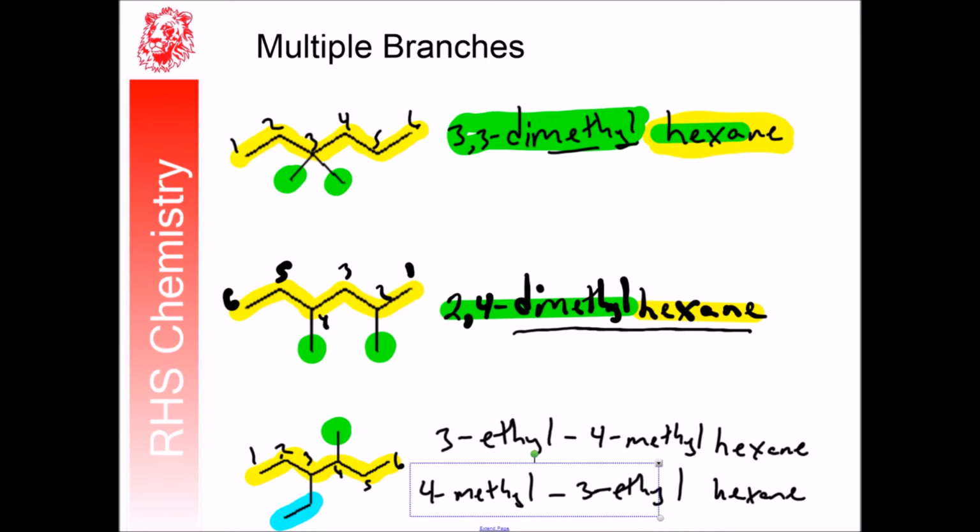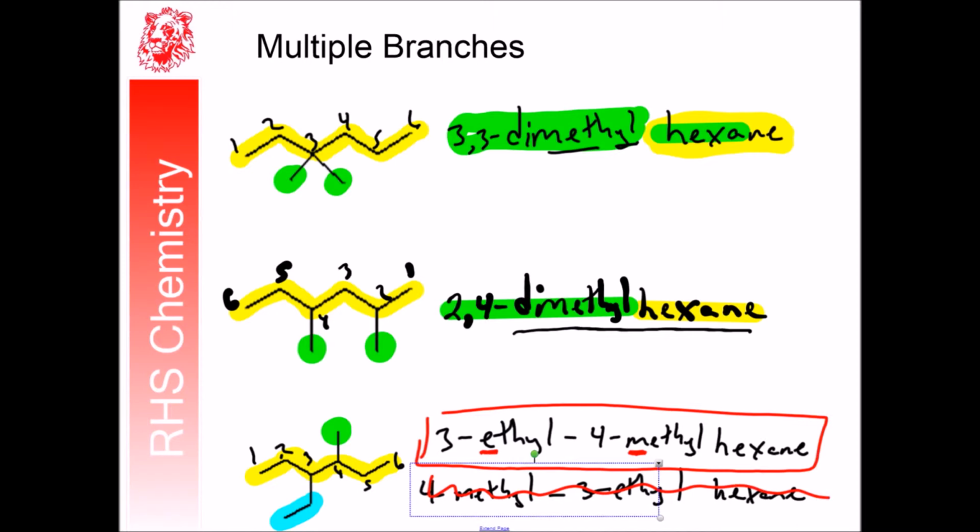It turns out that when I'm numbering them, I'm going to give the biggest branch the smallest possible number. But when I'm actually writing them out, I'm going to put them in alphabetical order. And so E comes before M. It has nothing to do with how many carbons. It has everything to do with alphabetical. So this is the correct one right here. Not because ethyl is bigger than methyl, but because E comes before M. And I wouldn't worry about that one.